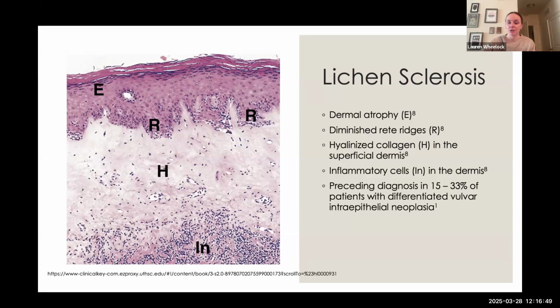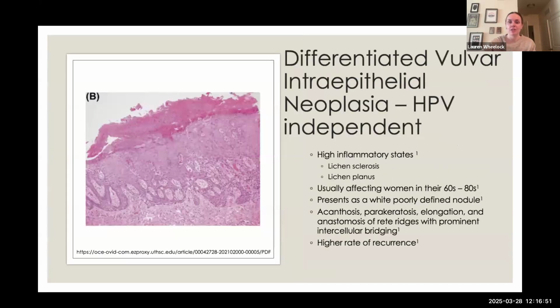So let's talk about differentiated vulvar intraepithelial neoplasia. This is the, again, HPV independent pathway that results from high inflammatory states such as lichen sclerosus and lichen planus. This typically affects older women, specifically between their 60s and 80s, and will clinically present as a poorly defined white tan nodule. Histologically, what we'll see is acanthosis.